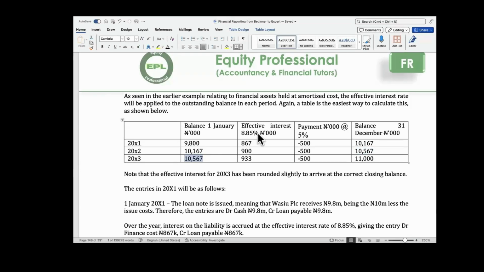So we would also apply this 8.85% on 10,567, that gives 933. We get the fixed interest 500. The balance gives us 11,000, just like the first one. Again, if you confirm this 867, 900 plus 933, the total finance cost over the 3 years will give you 2.7. That goes to show that this one has helped us recognize those costs over the 3 years.